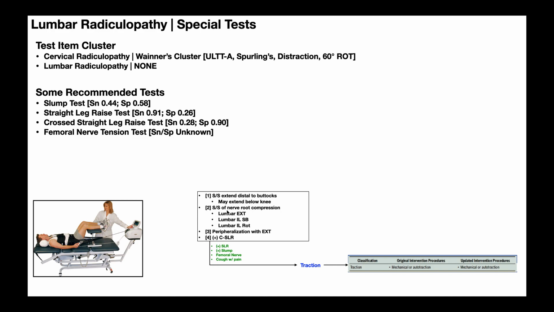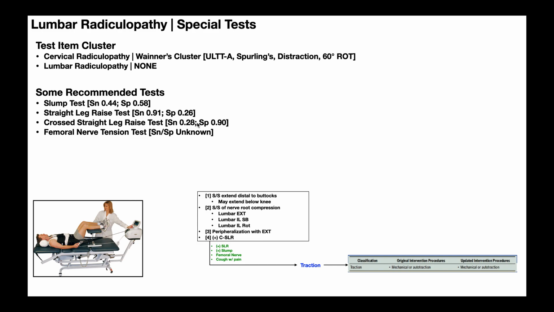Okay? Also, we have these signs and symptoms of classic lumbar radiculopathy, things that compress the nerve root by narrowing the intervertebral foramina. Remember, those are lumbar extension, ipsilateral side bending, and ipsilateral rotation. Also, out of these 3, you tend to see the most peripheralization with lumbar extension, although that's not universally for every single patient. And one of the big ones here, and we'll talk about why this is in a few minutes, is a positive cross straight leg raise.